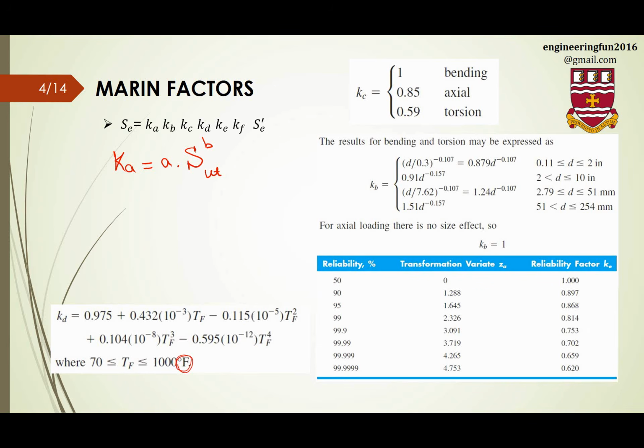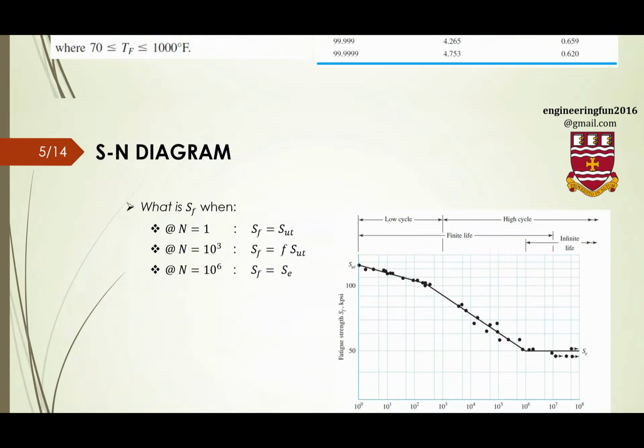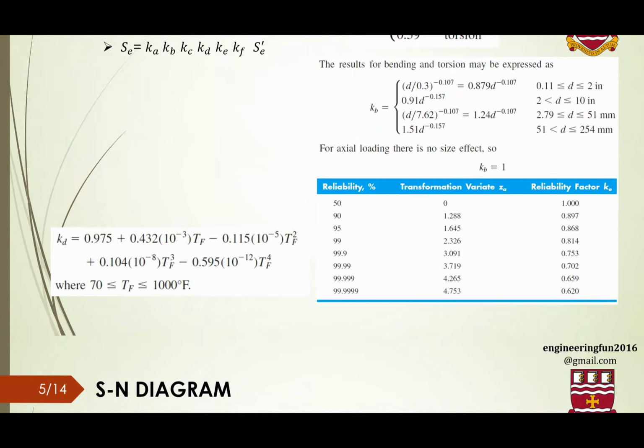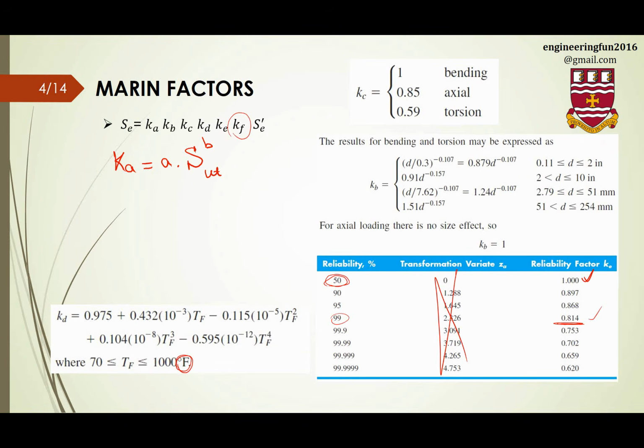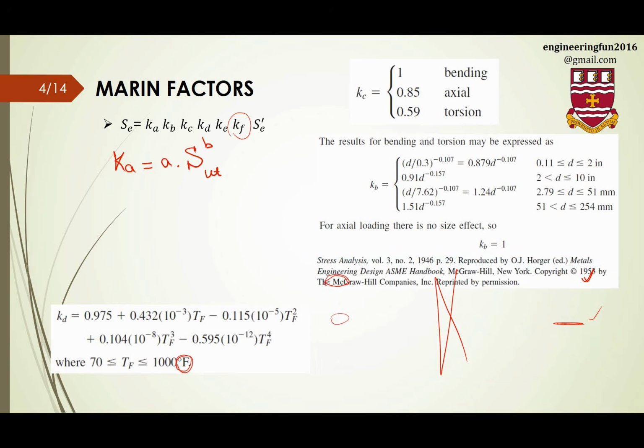Ke is the reliability factor. It's interesting, when Ke is 1, that means that we have 50% reliability. So for example, if you want to have 99% reliability, you need to put this number for your Ke. This Ke is found based on za. You can just forget about this line and read Ke directly. Okay, and this Kf is for other types of factors, and it's usually 1.